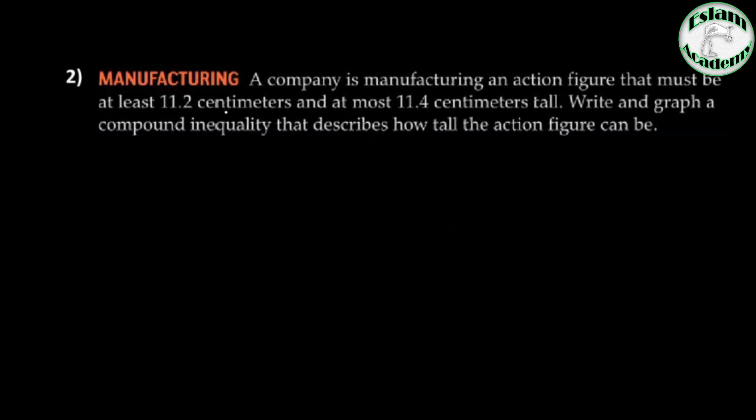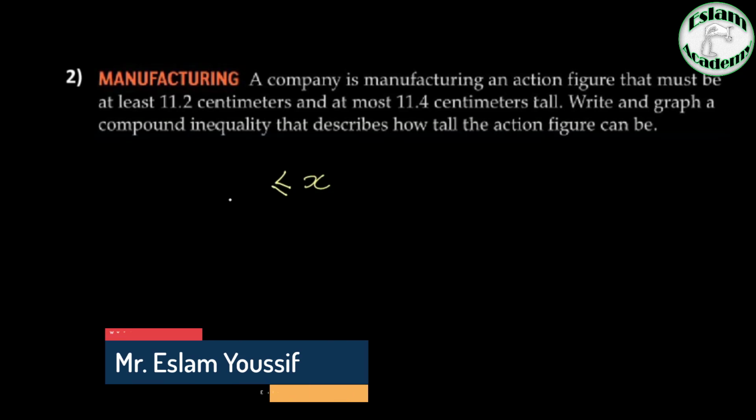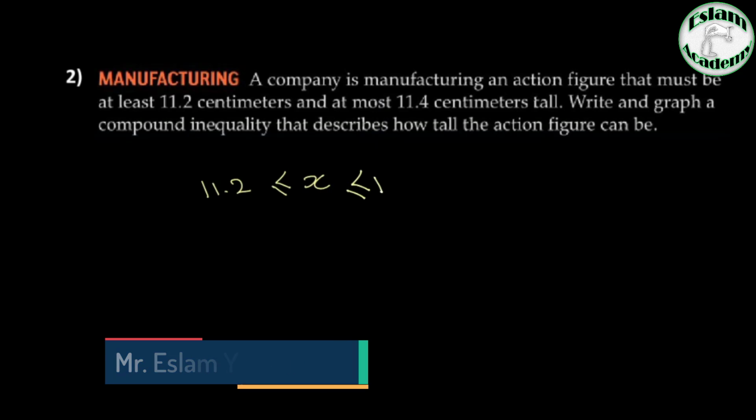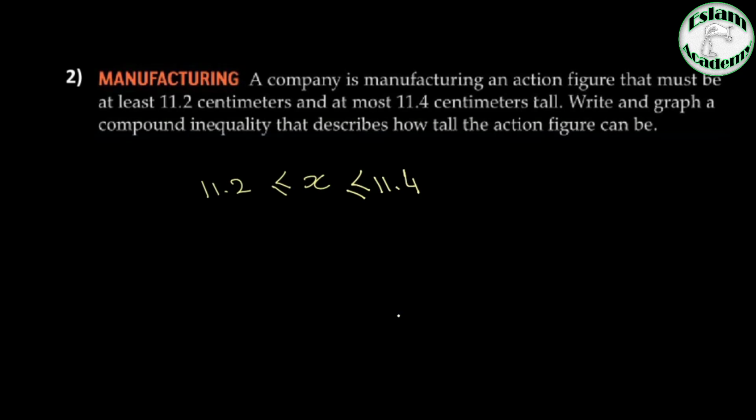A company is manufacturing an action figure that must be at least 11.2 centimeters and at most 11.4 centimeters tall. Write and graph a compound inequality that describes how tall the action figure can be. Now the height of the action figure is x. It must be at least, it means more than or equal to 11.2, and at most 11.4, it means less than or equal to 11.4. So to graph the inequality, that is the first number, 11.2, and that is the second number, 11.4.